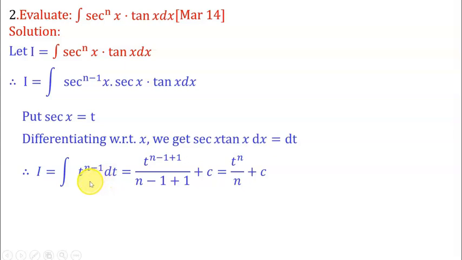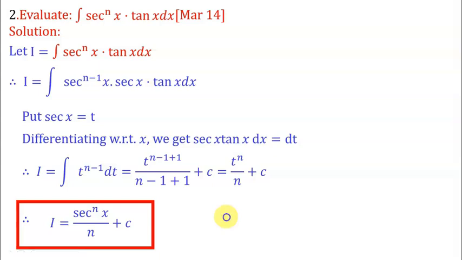Now what is the integral of x raised to n? The integral of x raised to n is x raised to n plus 1 upon n plus 1. Similarly here, the integral of t raised to n minus 1 is t raised to n minus 1 plus 1 upon n minus 1 plus 1, plus c. Now plus 1 minus 1 get cancelled, and hence finally you will get t raised to n upon n plus c. Now resubstitute the value of t. What is the value of t? The value of t is sec x. Therefore I is equal to sec x raised to n upon n plus c, and this is the answer.